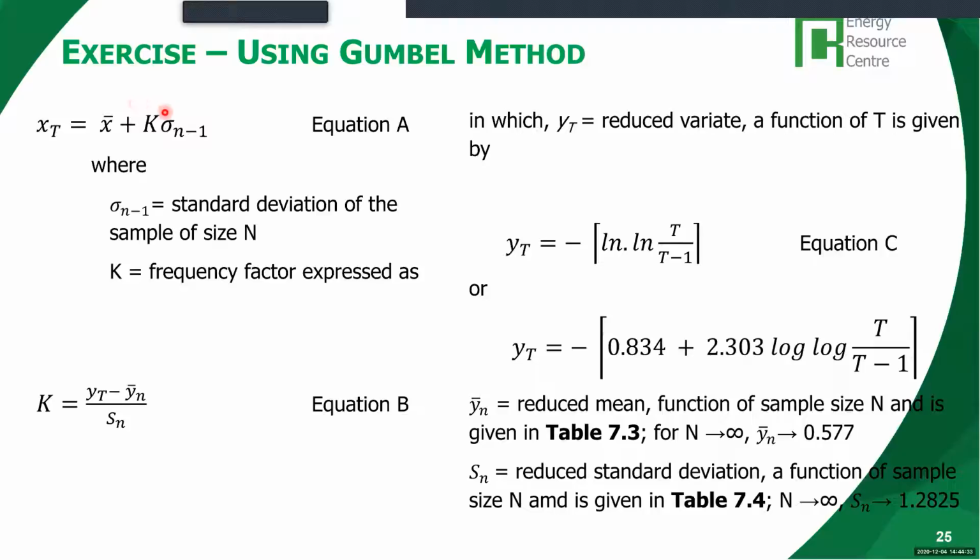Now we have to get the K value, the frequency factor, which is given by K equals YT minus Y bar N, divided by SN. YT is minus natural log of natural log of T divided by T minus 1. If it is 100, then we say natural log of natural log of 100 divided by 99. So this is YT. If you use log to the base 10, we use this.